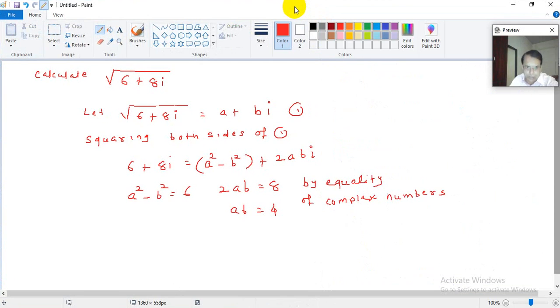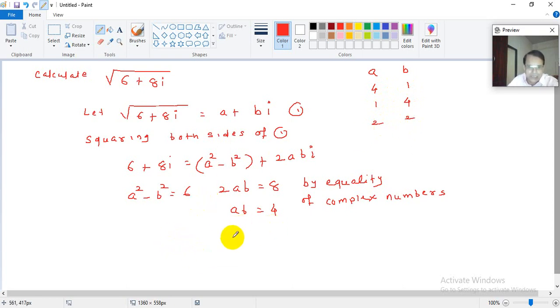Now ab is 4. So one method is that you calculate all those numbers whose product is 4, and whose subtraction of the squares is 6. Now what is the product of ab 4? You can write a is 4, b is 1, or a is 1, b is 4, then you can have 2 and 2, their product is also 4. So with integers, a squared minus b squared here will be 15, here it will be minus 15, here it will be 0. We want 6. So we are not getting anything like that.